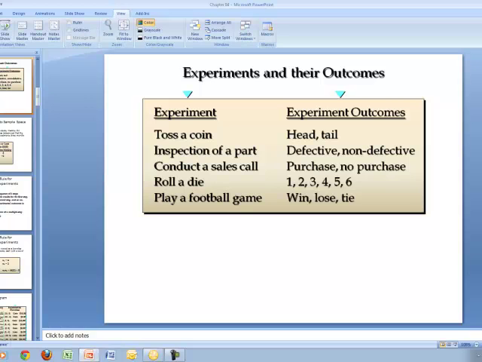If one rolls a die, there are 6 possible outcomes. You could get 1 or 2 or 3 or 4 or 5 or 6. And when a football game is played, there are 3 possible outcomes: win, lose, or tie. What are the possible outcomes when one plays roulette? Please take a moment and think about the answer.